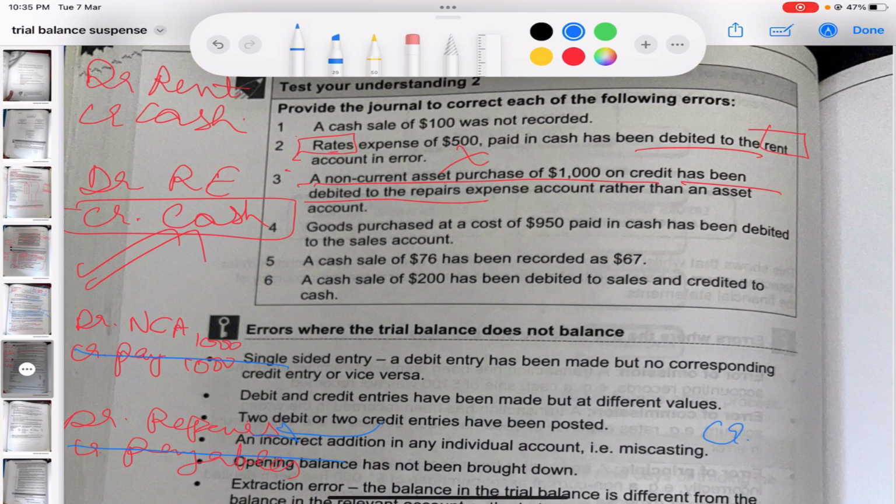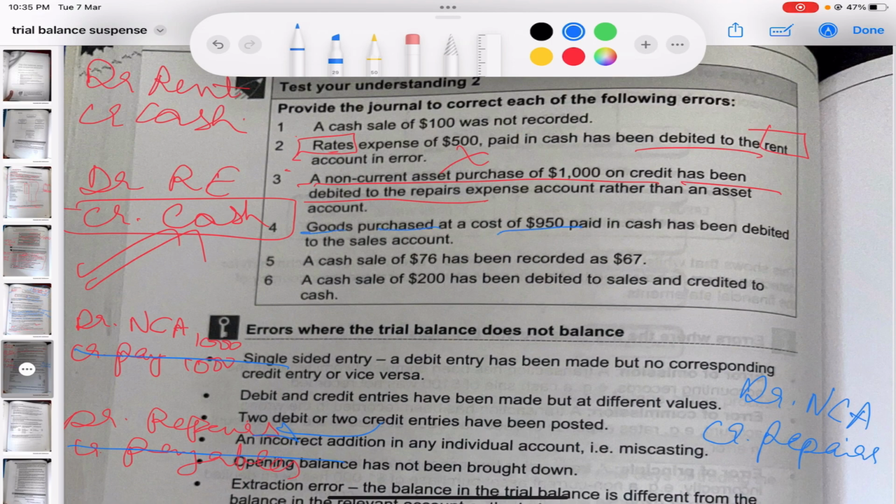So since we want to remove it, we will credit it this time. Credit repairs and debit the actual thing, which is non-current asset. By how much? By 1000. Easy.